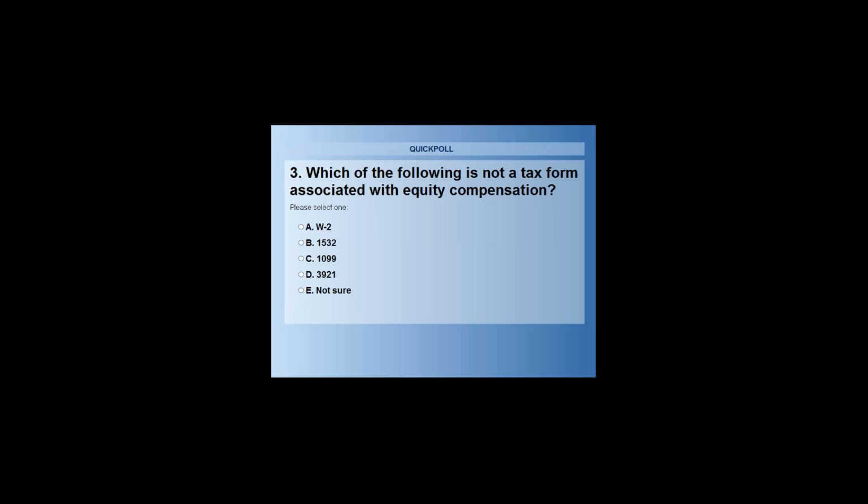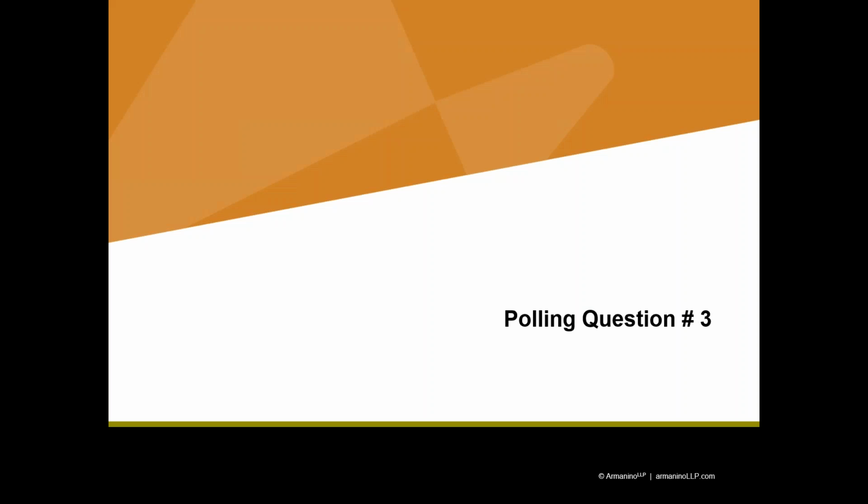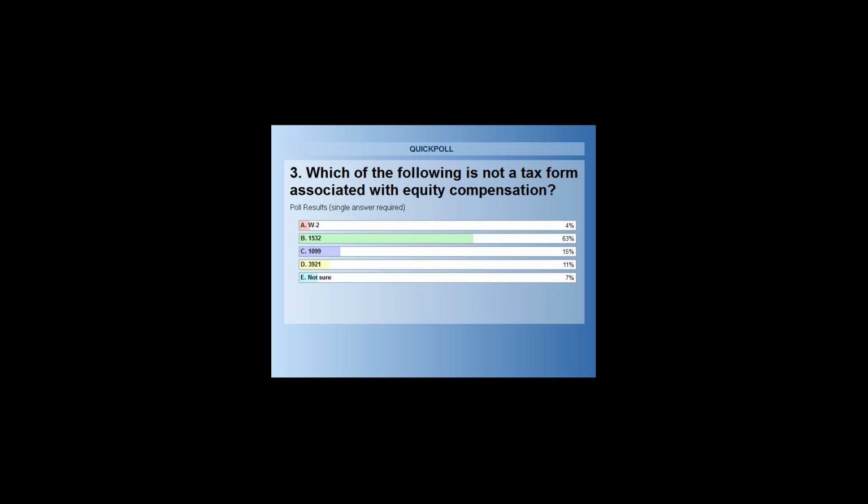Okay, looks like you guys are pretty good. So the correct answer is B. 1532 is non-existent. It's a number that we just made up. It could be a tax form, I don't know. I didn't look up whether it was a tax form or not. But it's good that 63% of you answered that, which is good. The other percentage, we're going to have to talk some more.